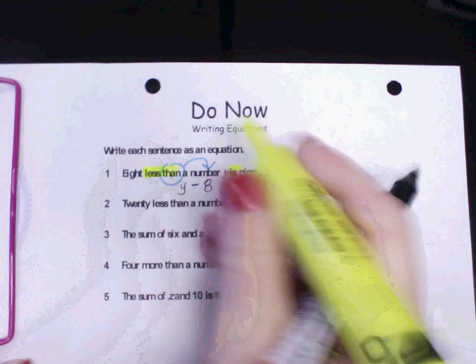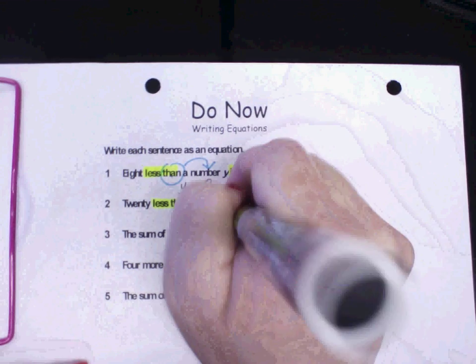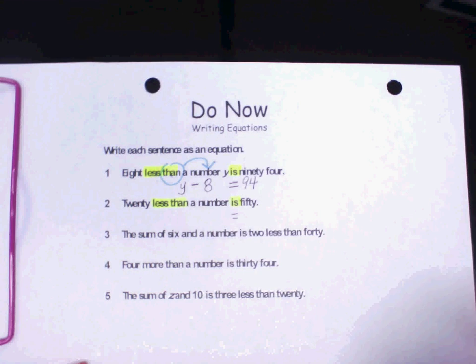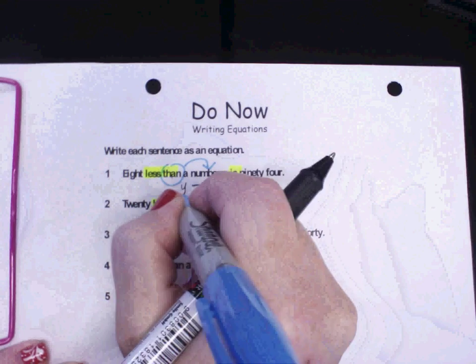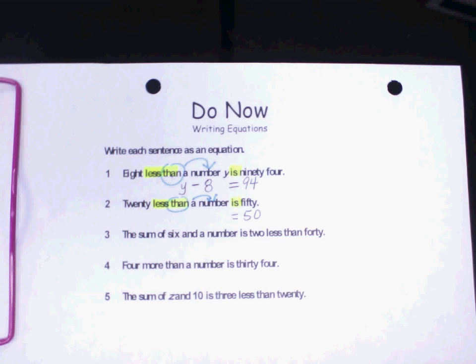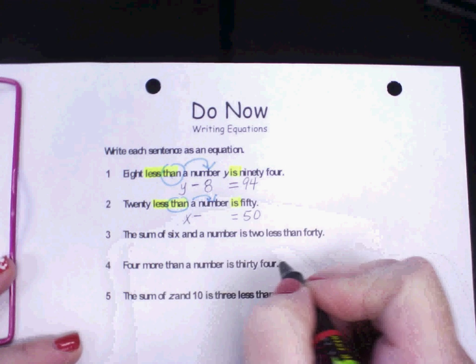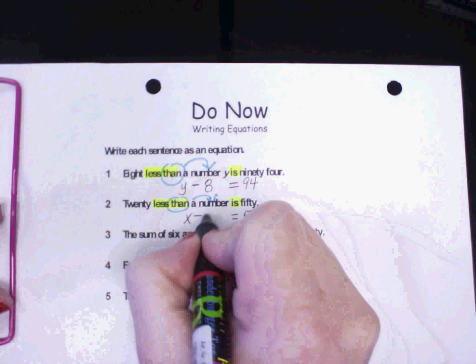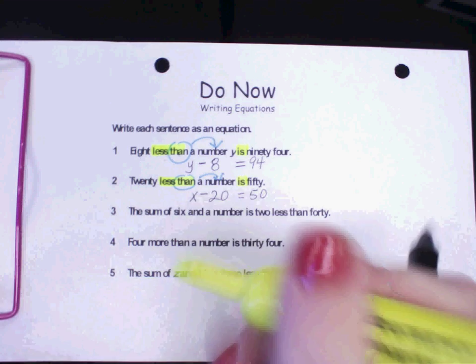All right. Next one. Less than, and then is. That's your equal sign. What is it equal to? 50. All right, let's do the then and whatever comes after. Do you know that number? That will be x, so that's x. Very good. Less than means subtraction, and how many are you taking? 20. There you go. That's it.